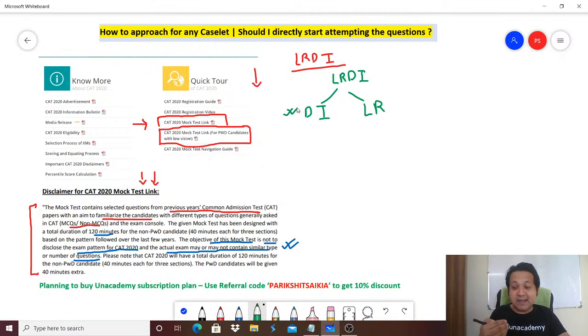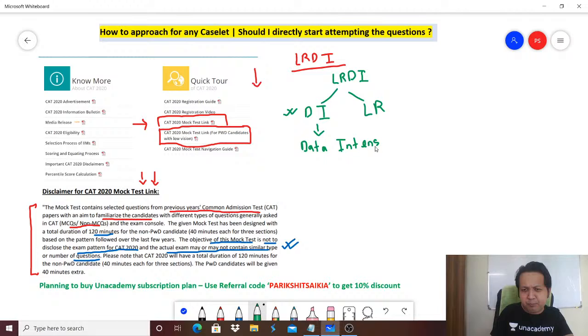In DI, it is basically data interpretation. Straight away, first look at the caselet. Do not look at the questions first. Just have a 20-second glance and determine which area it has come from. If I were to give you an example, let's say there is a table and it is a data intensive caselet, probably a 6x6 matrix, with 36 numbers on your screen. Now, for such a caselet, even before solving, definitely look at all the questions first.